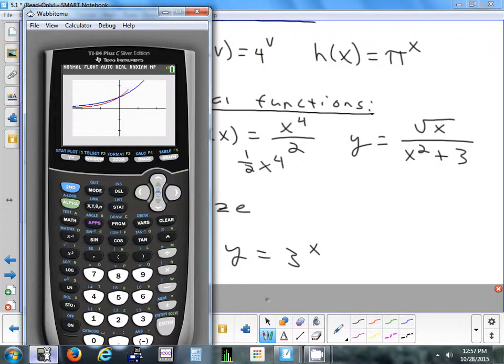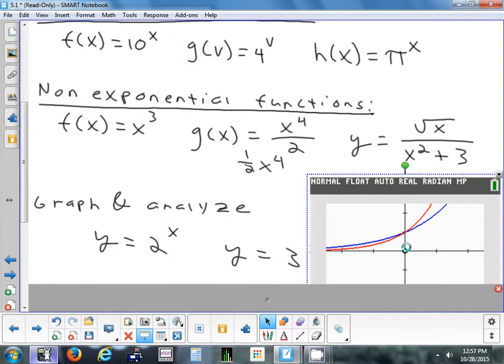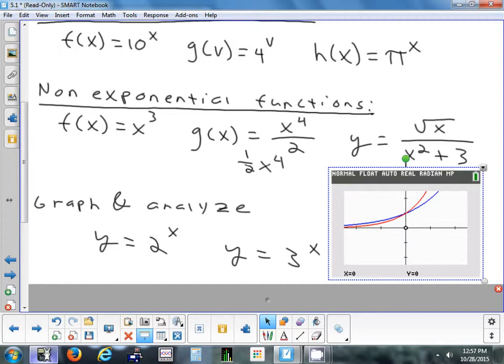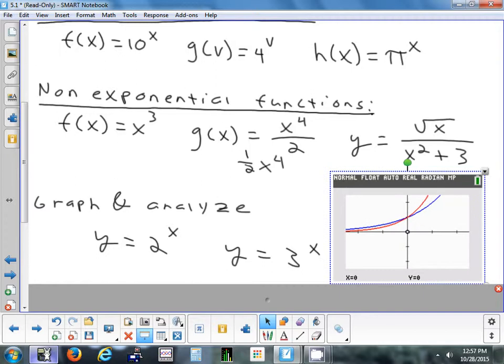Okay, so where does it look like these graphs switch places? Yeah, right at 0, 1. Okay, they switch places. All right, so 3 to the x is on top as long as you are after 0. If you go before 0, it's down below.